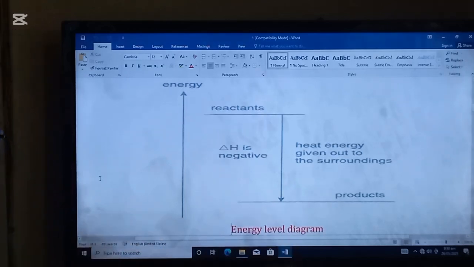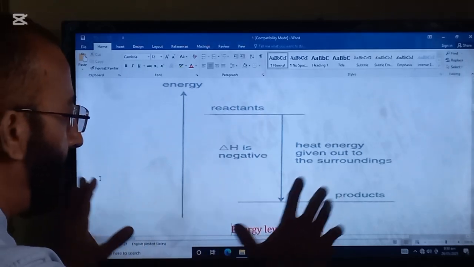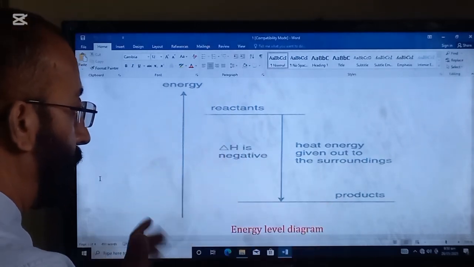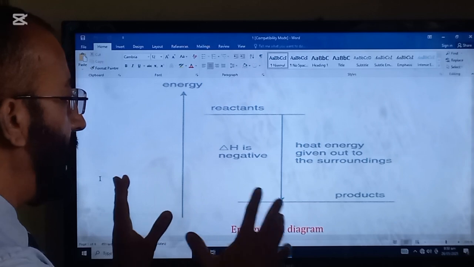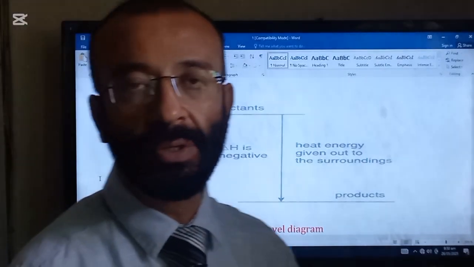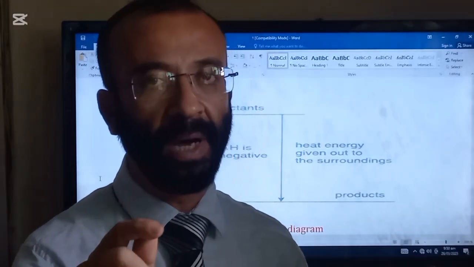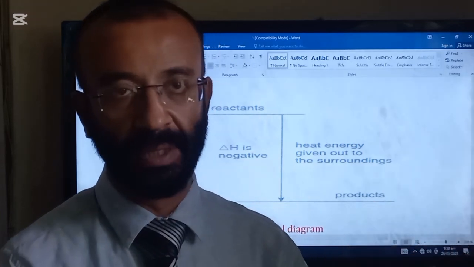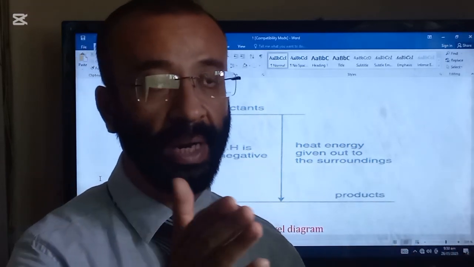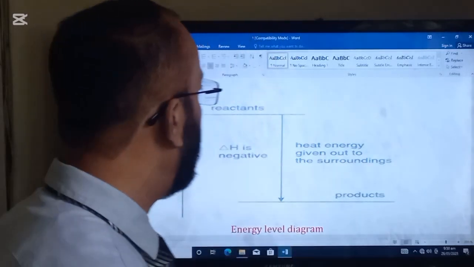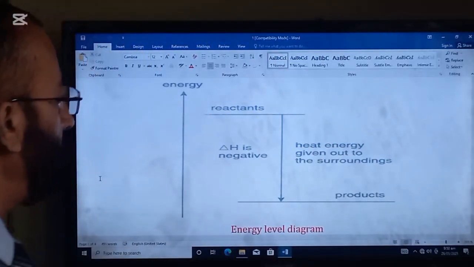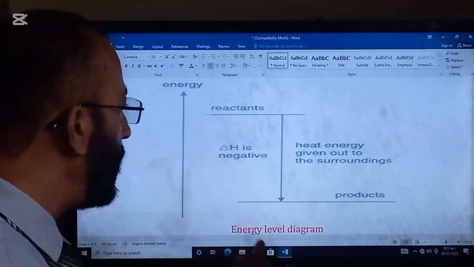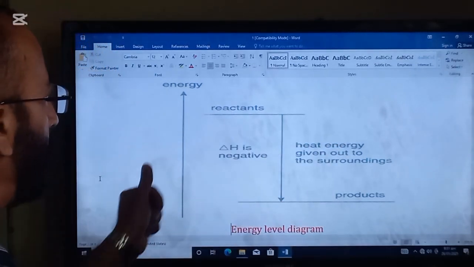Here is an energy level diagram for exothermic reactions. This is the general energy level diagram of the exothermic reactions. Remember, students, in the paper you are required to make the energy level diagram of some reactions, either endothermic or exothermic. So learn this diagram carefully. This is the general energy level diagram of exothermic reactions.